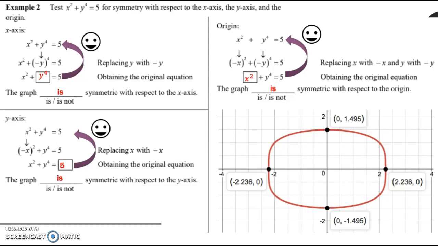And this time it was symmetric about all 3. It's not always going to be the case. As we saw in the previous example, it could just be one of them.